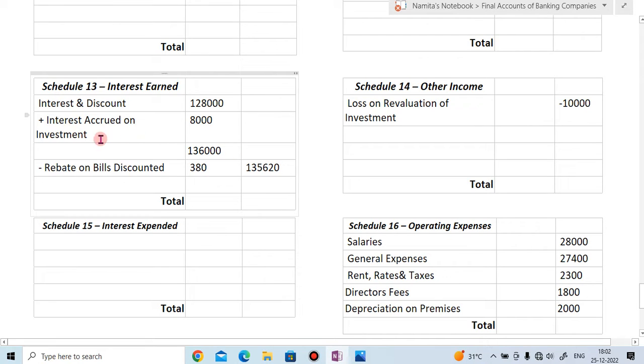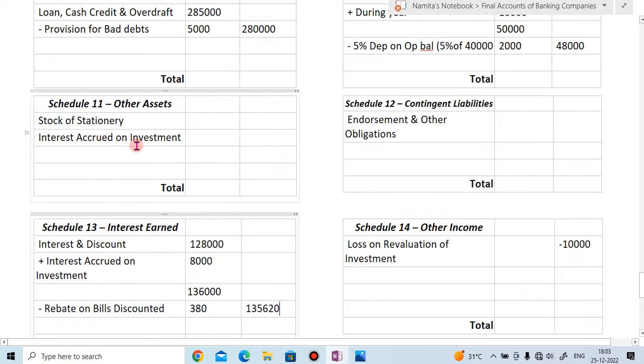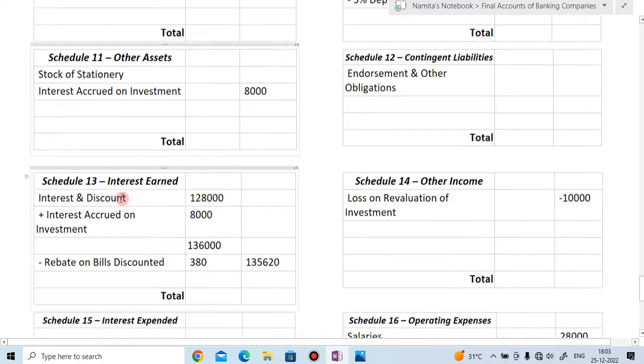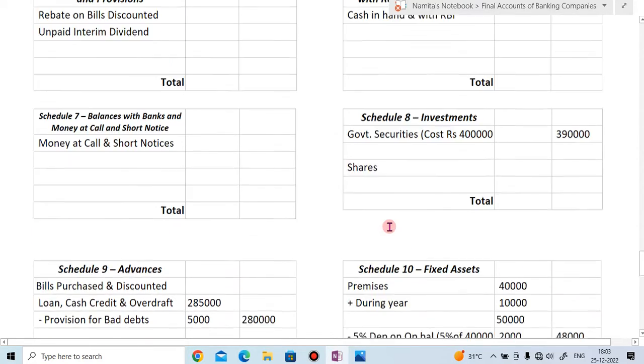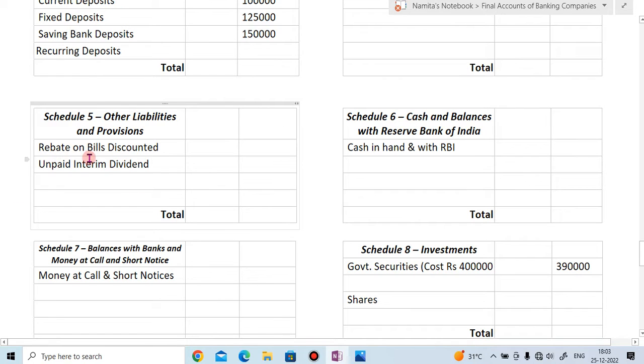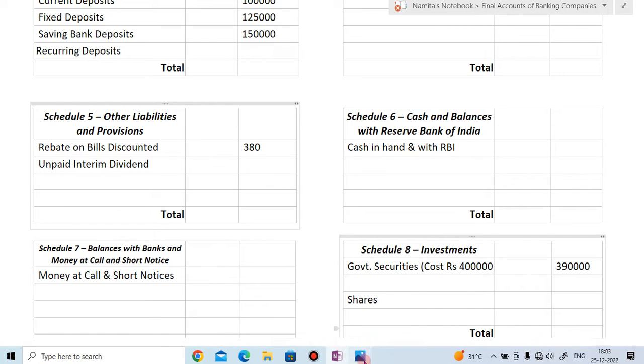Now the second effect of both the entries we have to give. For interest accrued on investment, first effect of 8,000 we gave in schedule number 13, second effect we have to give in schedule number 11, that is other asset. See here, interest accrued on investment, second effect 8,000 done. Now first effect of rebate on bill discount 380 we have given in schedule number 13. Now second effect is to be given in schedule number 5, other liabilities and provision, rebate on bill discount 380, okay.